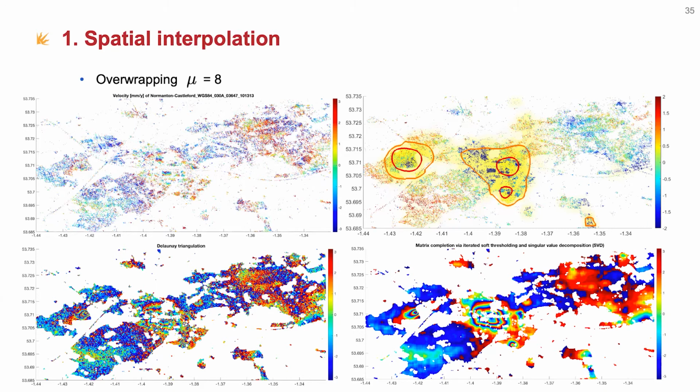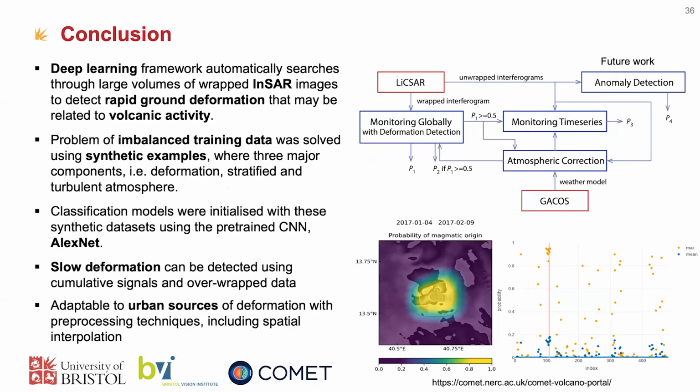So we applied deep learning to the wrapped InSAR images to detect rapid ground deformation. And this can be used for monitoring volcanic activity. We have the problem of imbalanced data sets, so we use data augmentation and synthetic examples to improve the model. And we use a pre-trained AlexNet to do this.